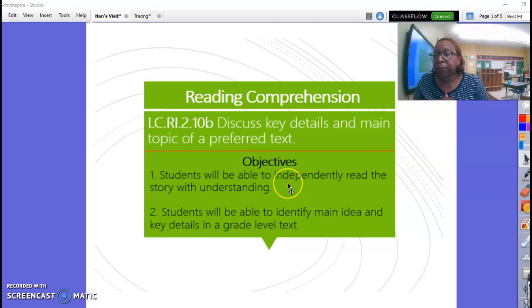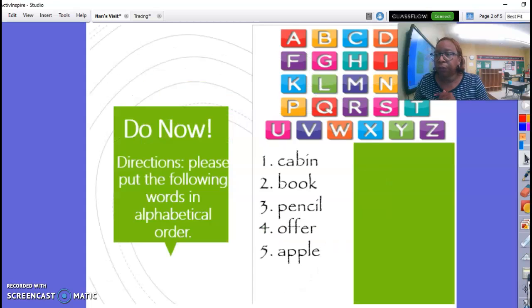Students will be able to independently read the story with understanding, meaning that you're going to be able to read a story and understand what's going on in the story. But not only that, you will be able to identify main ideas and key details on grade level text. How about that? So then, before we do that, we're going to do a do now. So the directions are, please put the following words in alphabetical order.